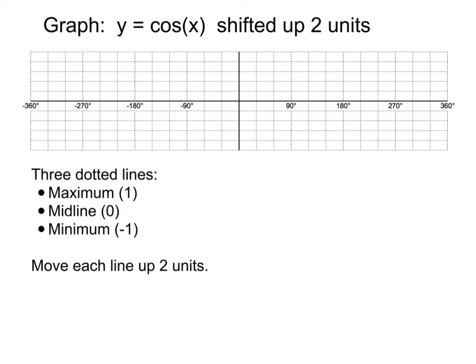So to make this graph then, I'm going to start by drawing in the 3 dotted lines. When I draw in those 3 dotted lines, the first one I make a habit of drawing in is the midline. And the reason is because the midline is normally at 0. And if this whole thing moves up or down, then I can go ahead and move that, and everything else will follow it. So if the midline is normally at 0, and I move it up 2 units, where is it now?